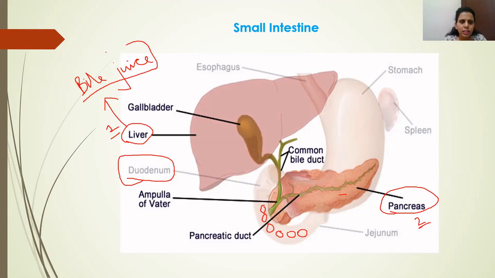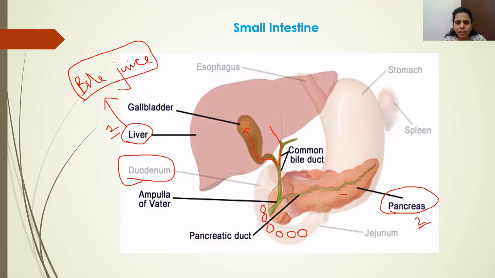So what does the liver produce? The liver produces a yellowish green colored juice, which is called bile juice. And this yellowish green colored juice from the liver passes through this common bile duct and gets stored into the gallbladder.